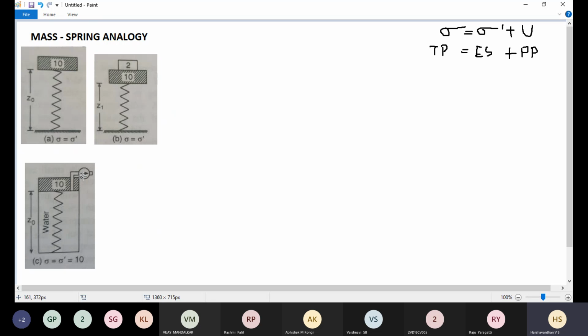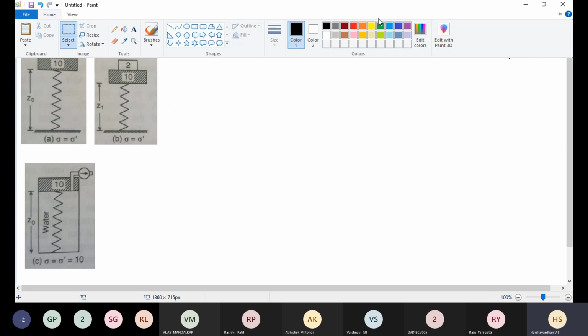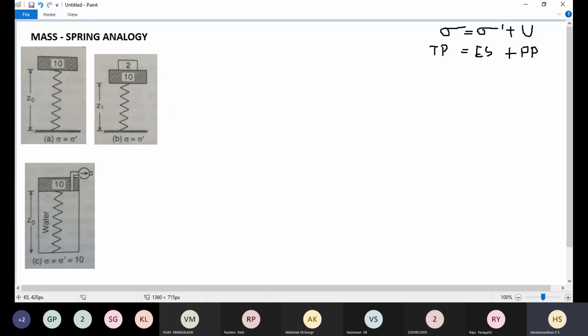If the valve is open, the water can flow out. If the valve is closed, the water cannot flow out. So this spring and weight is enclosed in a cylinder, and that cylinder is filled with water. Now initially, 10 units of weight is there, and the arrangement is in equilibrium condition.